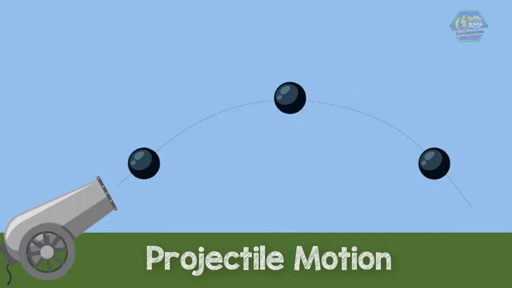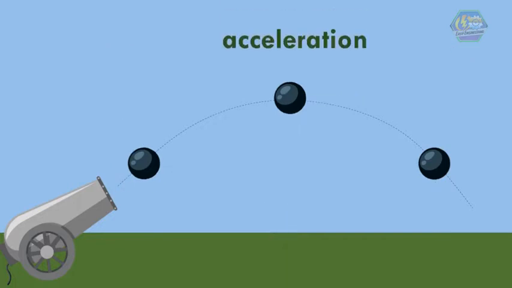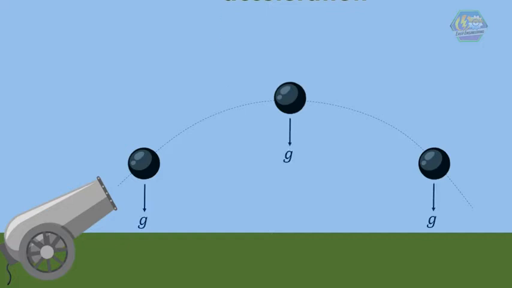This time, let us look at the acceleration. There is no other acceleration governing this kind of motion, but only the acceleration due to gravity, which is equal to 9.8 meters per second squared. This acceleration is pointing downward and is constant during the cannonball's flight.